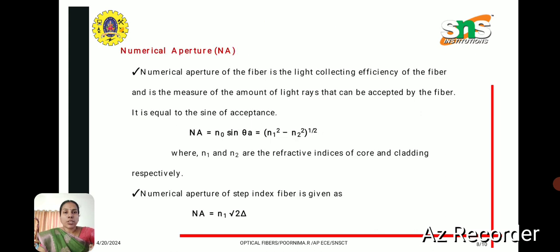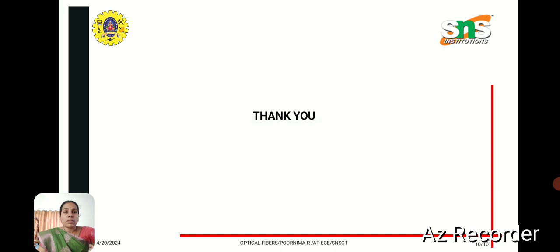And next, numerical aperture. The numerical aperture of the fiber is its light collecting efficiency, and it is a measure of the amount of light rays that can be accepted by the fiber. It is equal to the sine of the acceptance angle, given by the relation n0 sine theta a, which is related to n1 and n2, the refractive indices of the core and cladding respectively. The numerical aperture of the step index fiber is n1 root of 2 delta. Thank you for listening.